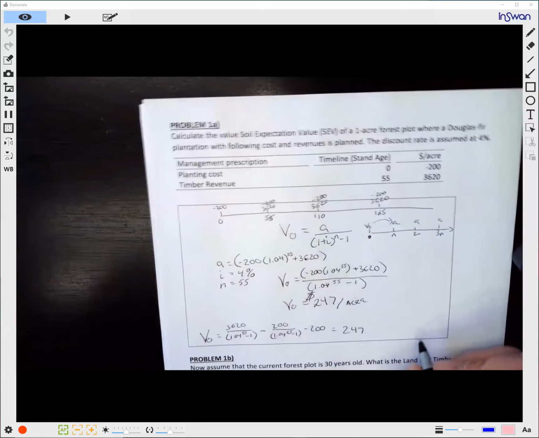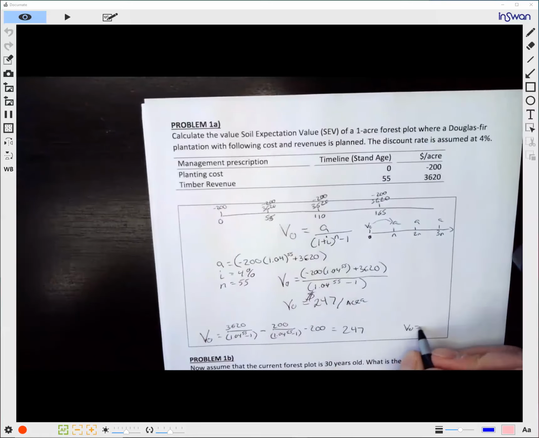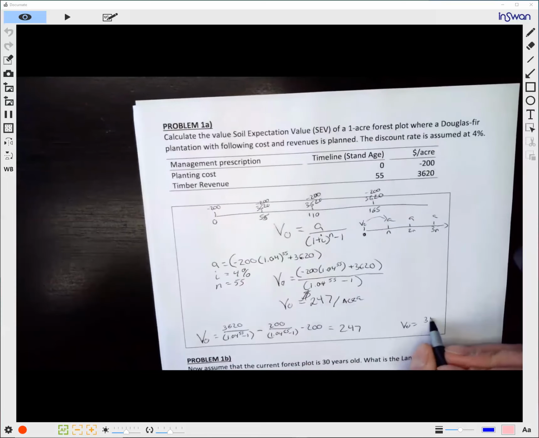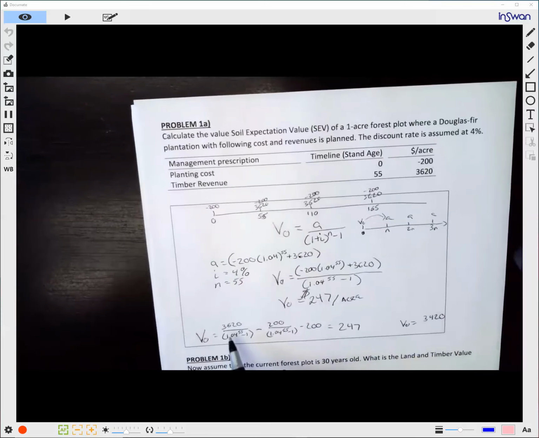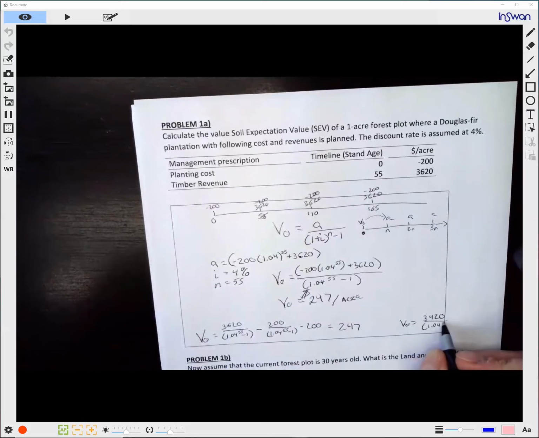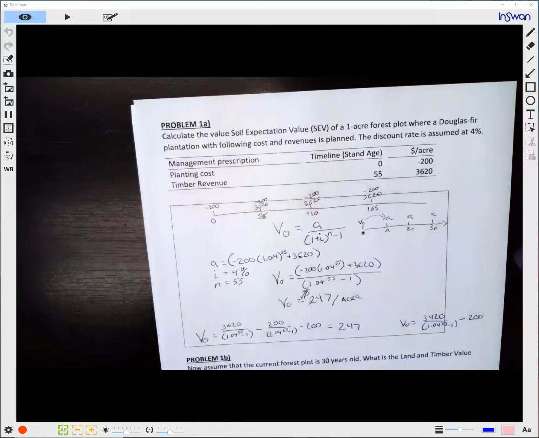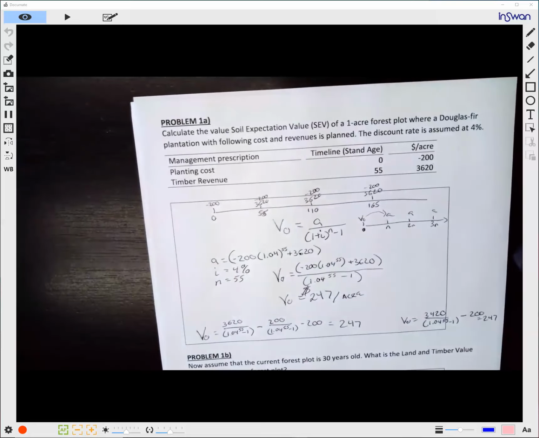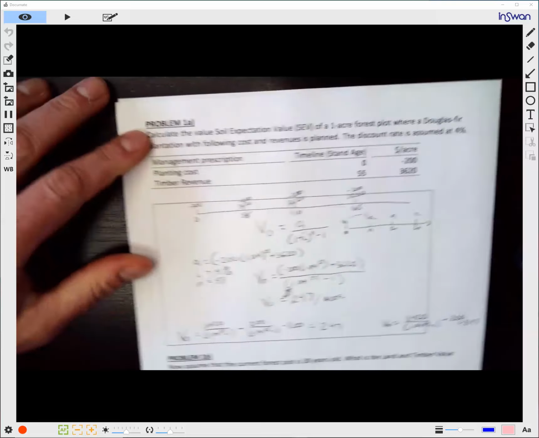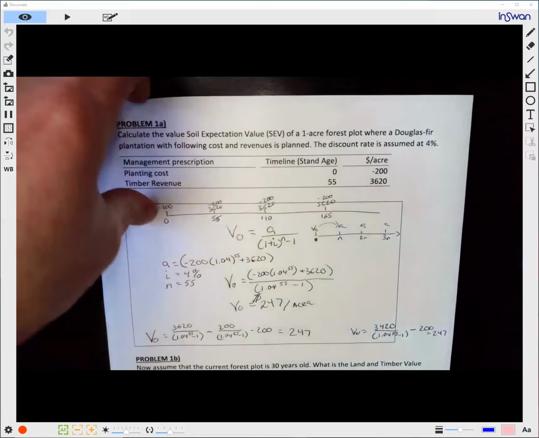I could do VO equals 3420, which is the 3620 minus the 200. I can combine them there over 1.04 to the 55 minus 1. And then I have to subtract off 200 because that would be all of these, but not that one. I can do that. You know what that's going to equal? 247. So whatever works for you, right? I was just trying to apply it some different ways.